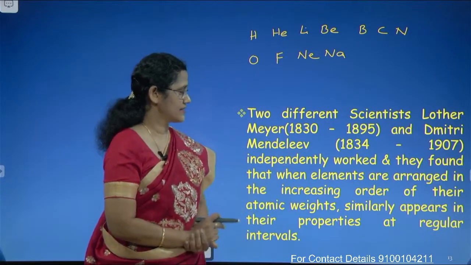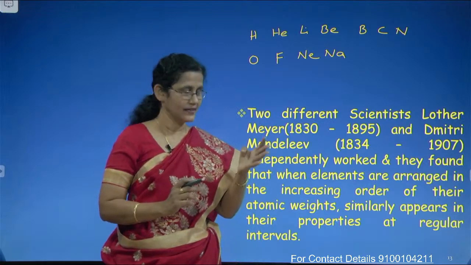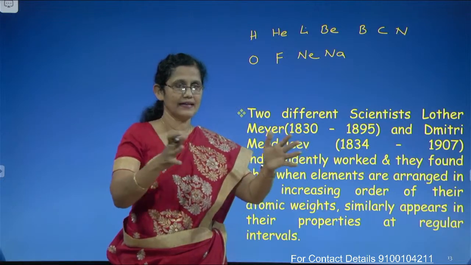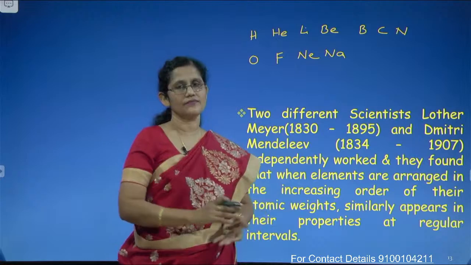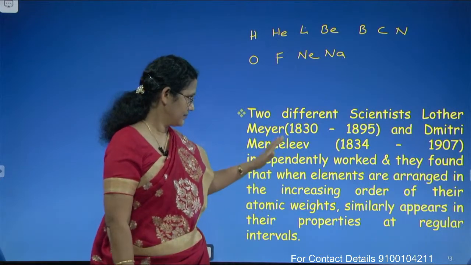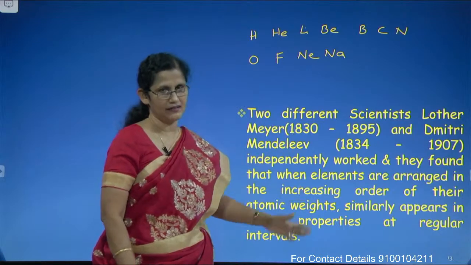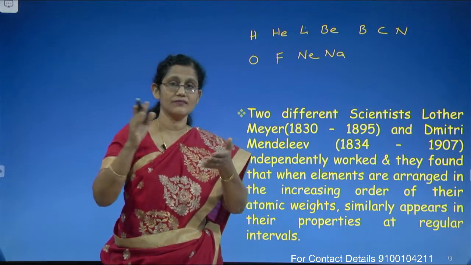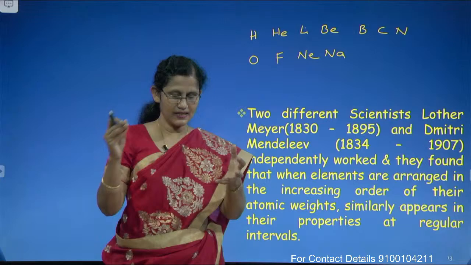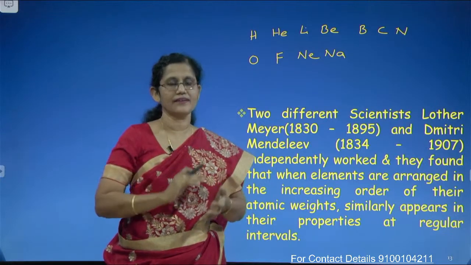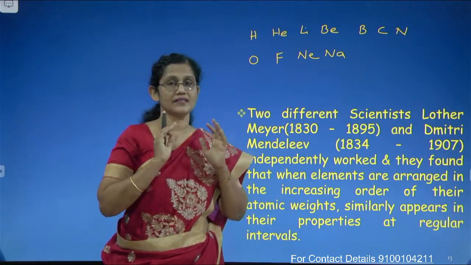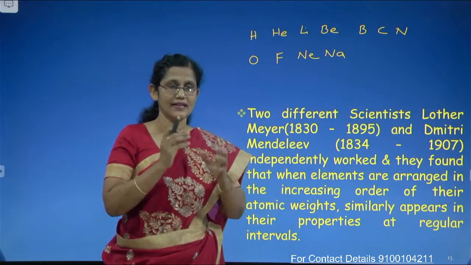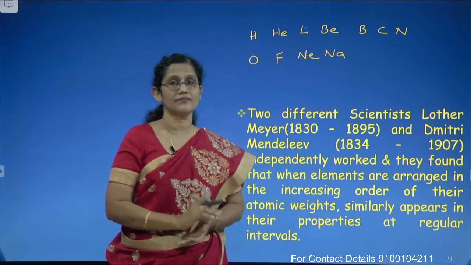Now, two different scientists, Lothar Meyer and Dmitri Mendeleev, studied the properties of elements independently. What is their opinion? They arranged elements in increasing order of atomic weights, and at some places we get repetition of characters, repetition of properties. At certain regular intervals, properties are repeated when elements are arranged in increasing order of atomic weight.